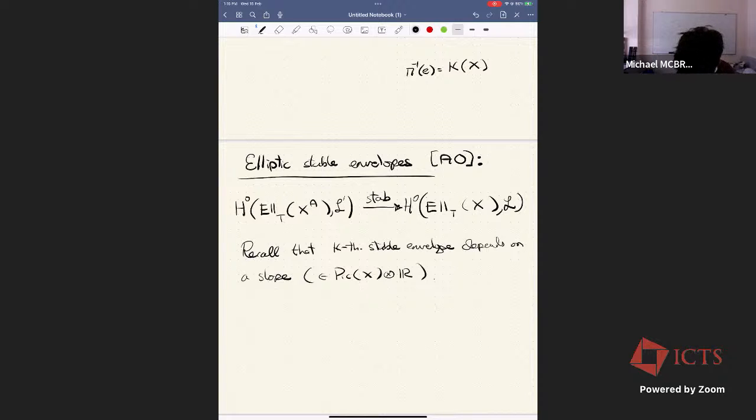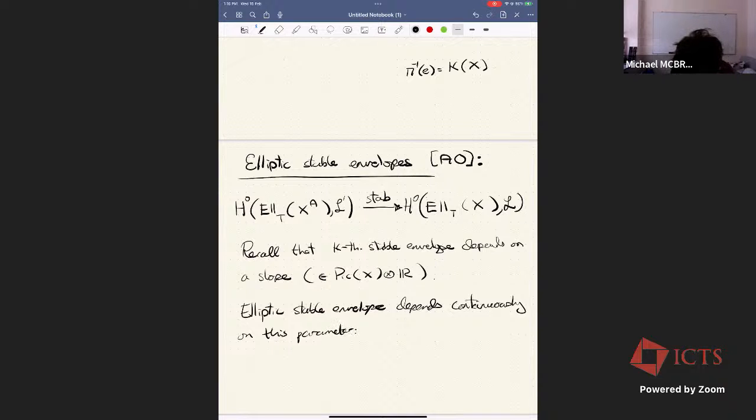So our elliptic stable envelope will depend, so this dependence was discrete in the case of the K-theoretic stable envelope. So the elliptic stable envelope will depend continuously on a choice of parameter. So the elliptic stable envelope depends continuously on this parameter.